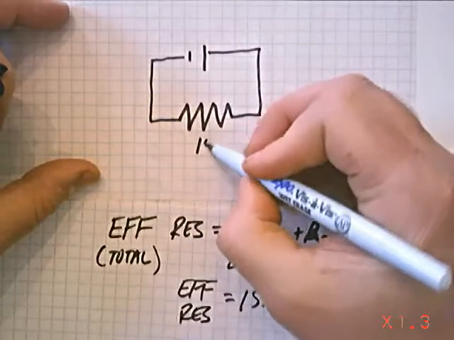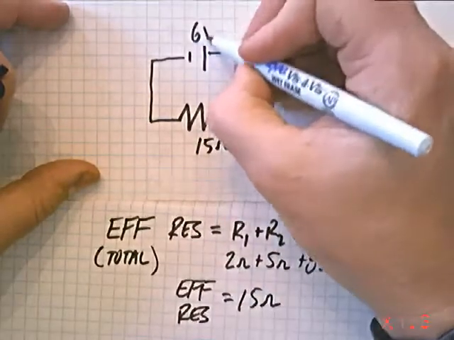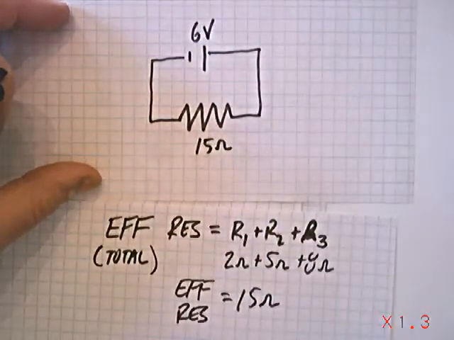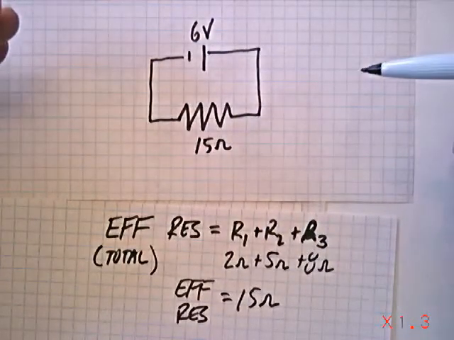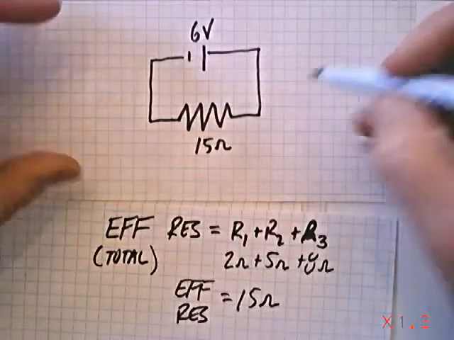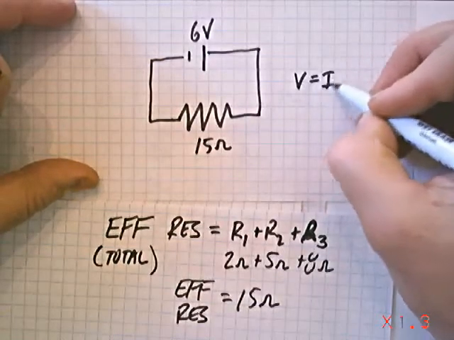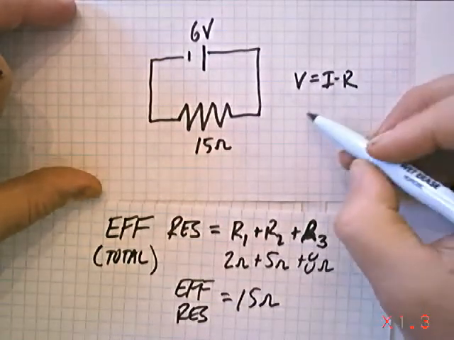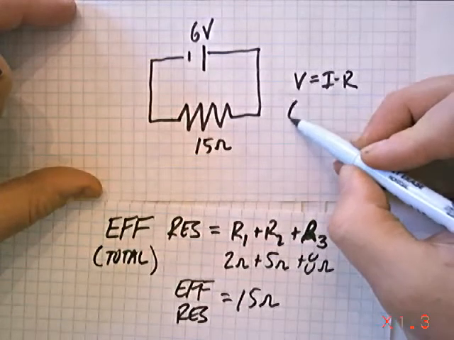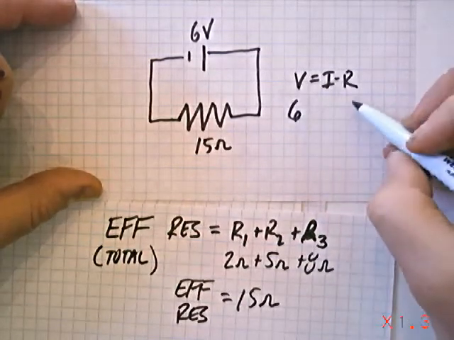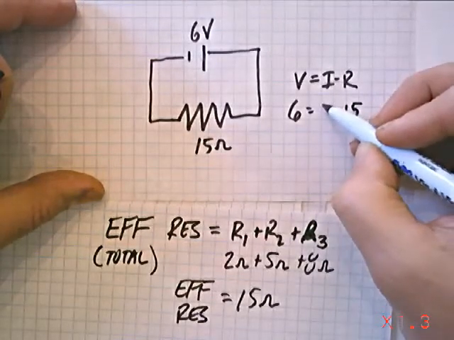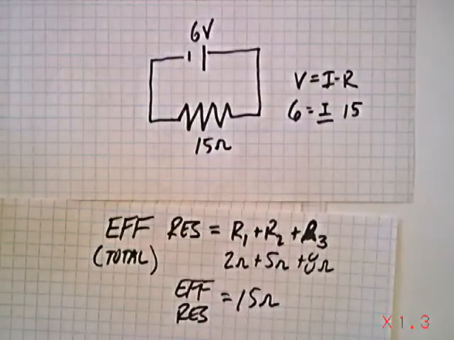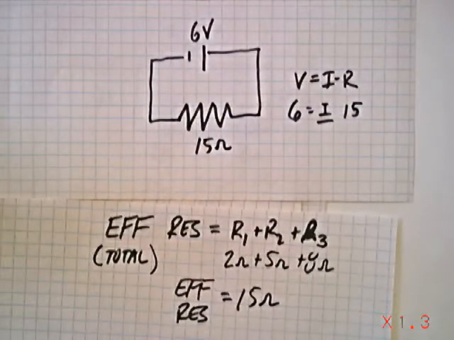So if I put 15 ohms here, remember this is a 6-volt battery, and then I run through what the current would be based on this, this is how I'm going to do my calculation. I'm going to say V equals I times R. I'm going to put in the voltage of the battery. I'm going to put in the resistance of everything, and then I can solve for my current, I. So 6 divided by 15 will give me my current, which is 0.4.